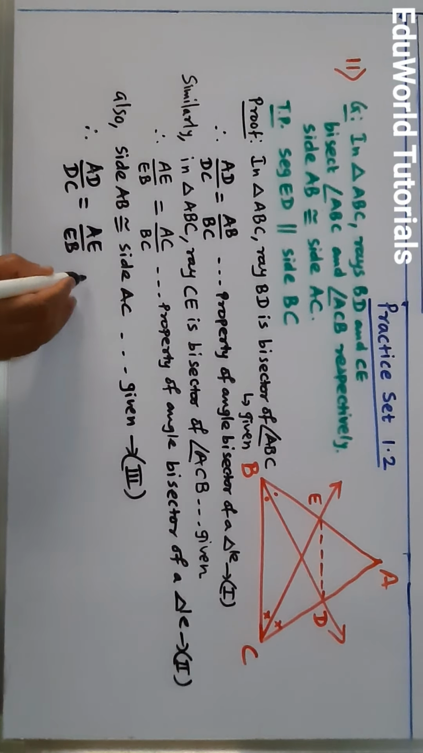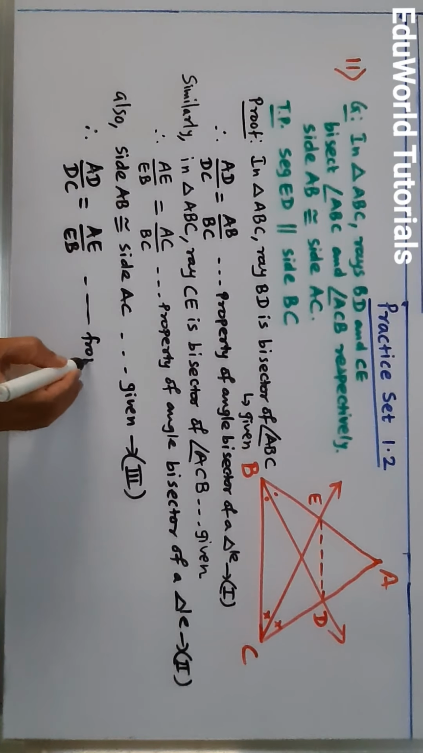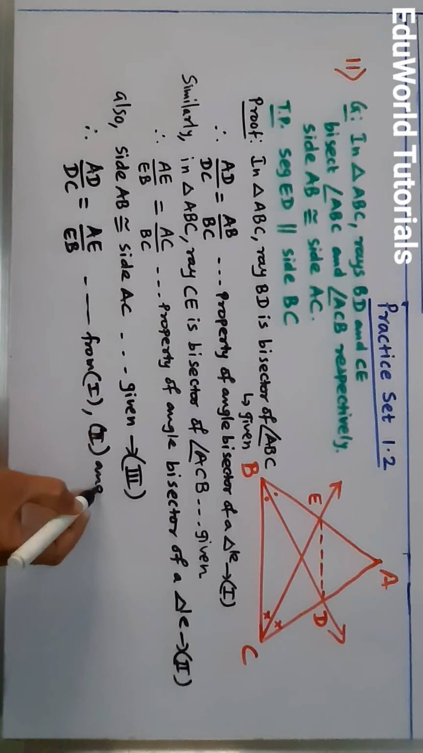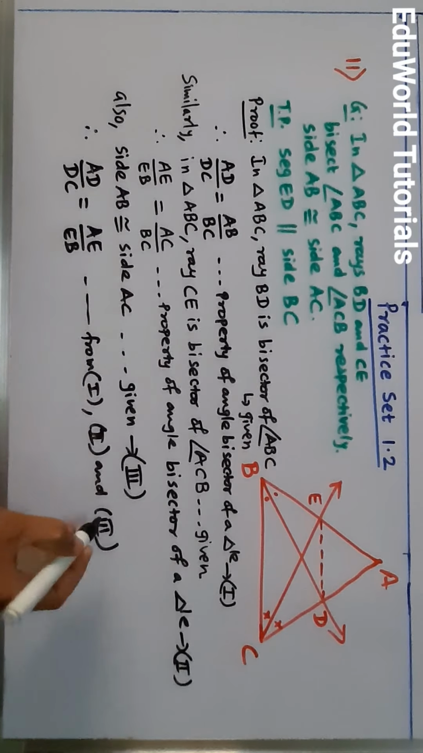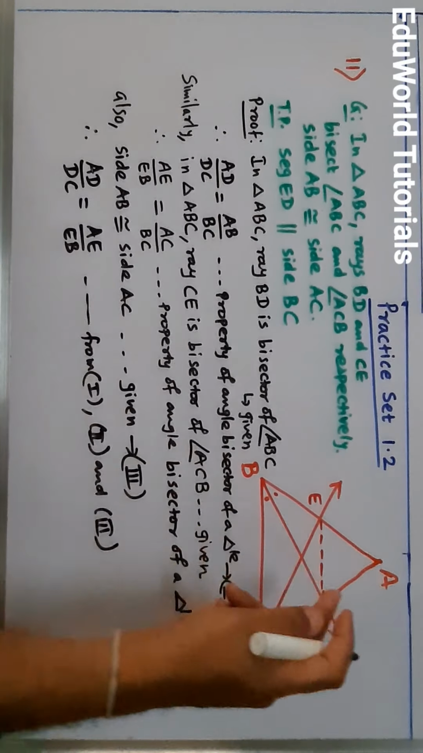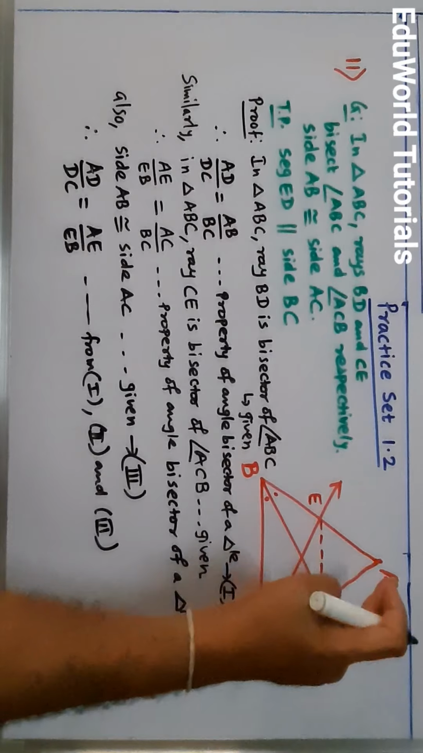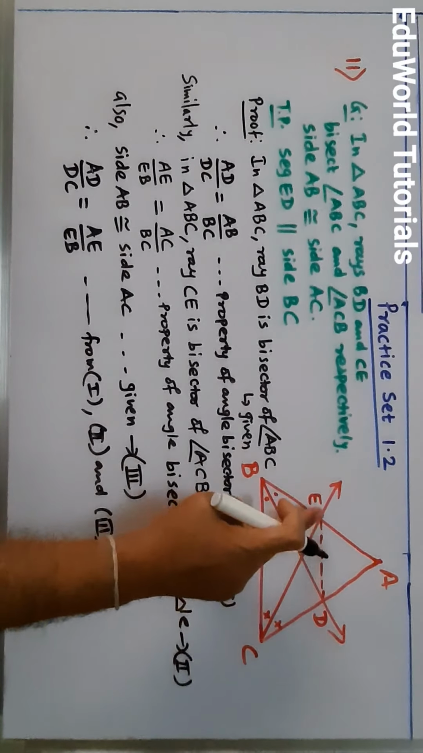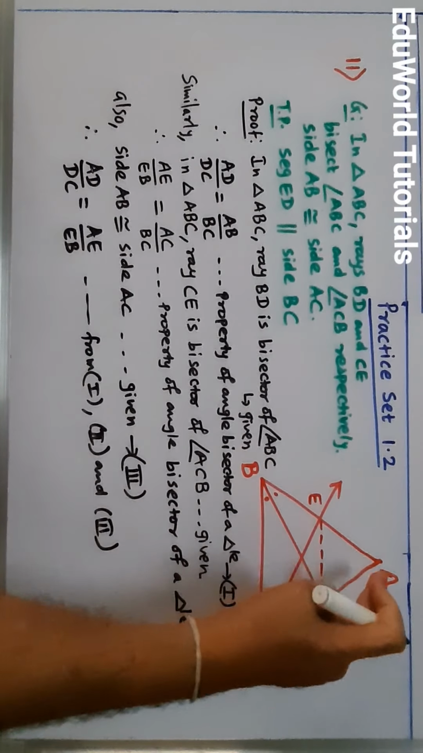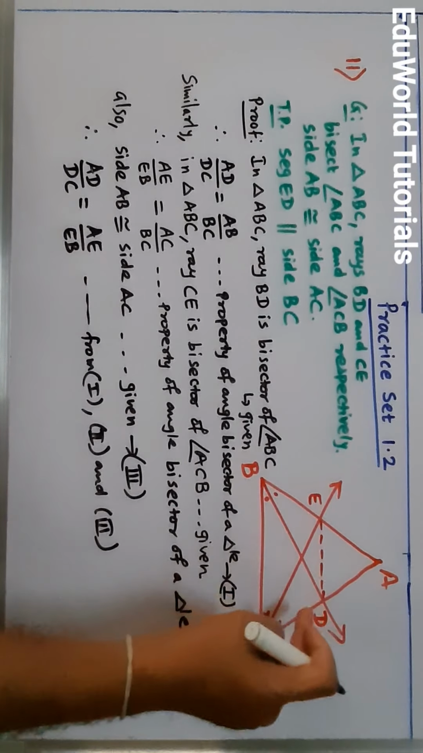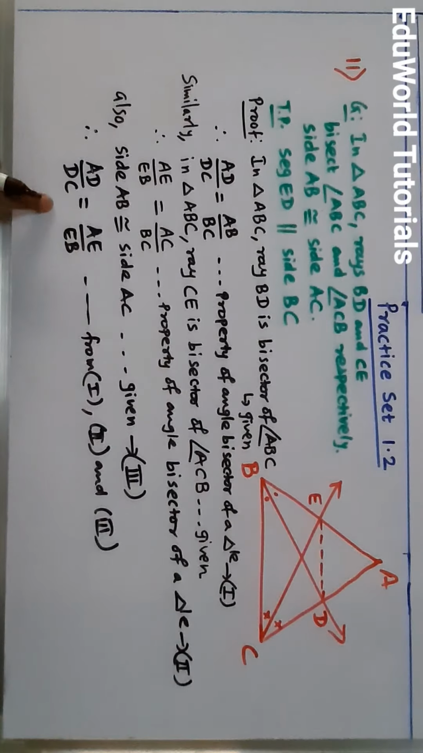What is the reason for this? From 1, 2 and 3. Very simple. We got this from 1, 2 and 3. Observe what we got: AD upon DC is equal to AE upon EB. Now do you get some idea here? We see that line ED divides side AC and side AB of triangle ABC in equal ratio. We proved it here.